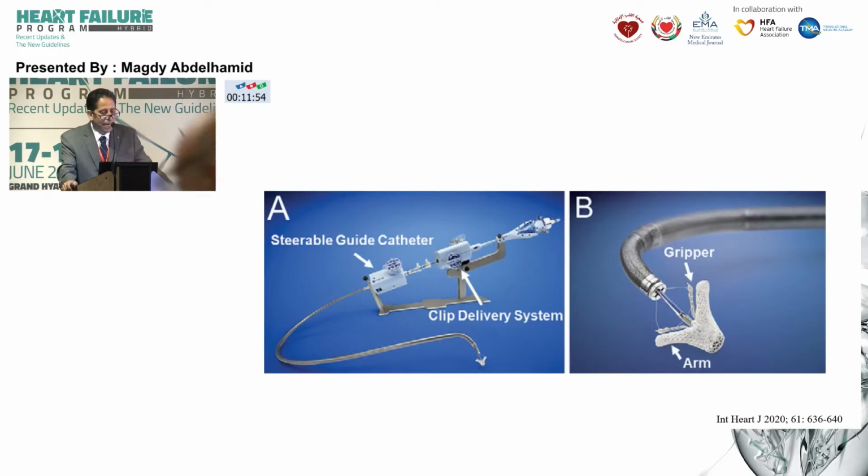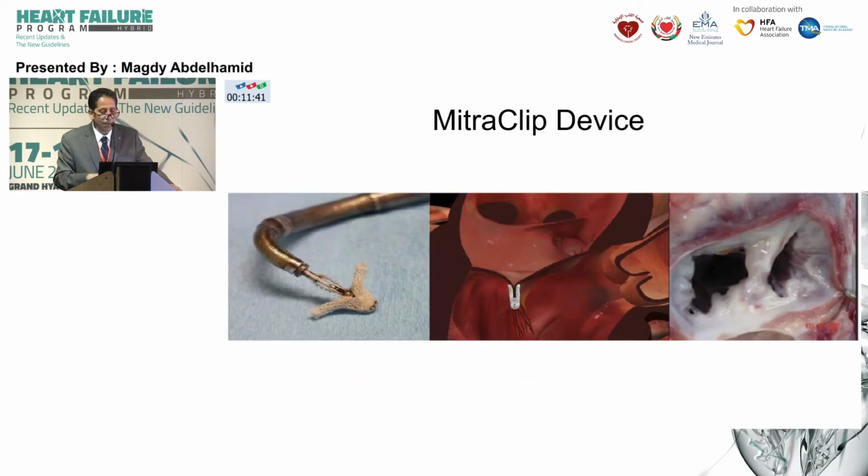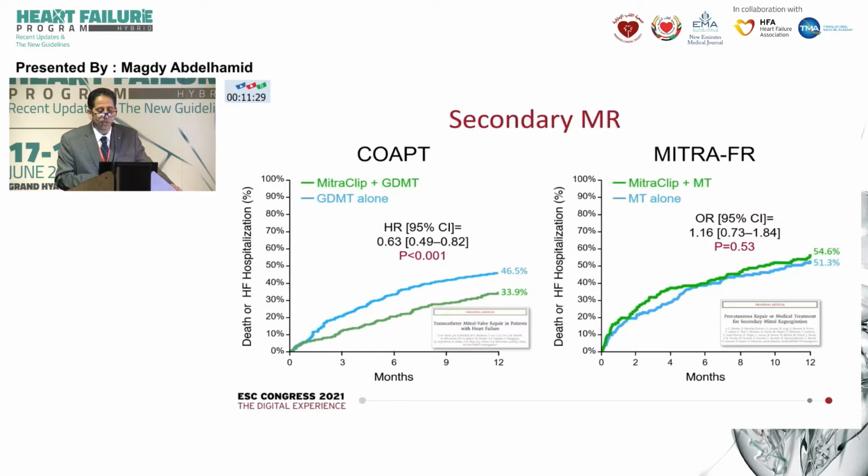On the left, you can see the steerable guiding catheter and the clip delivery system for the MitraClip. And on the right, you can see the MitraClip at the tip of the steerable guiding catheter. And after deployment of the device in the middle, you can appreciate the clip approximating the anterior and posterior leaflet, and on the right, the tissue bridge with the double orifice of the mitral valve after deployment of the MitraClip.